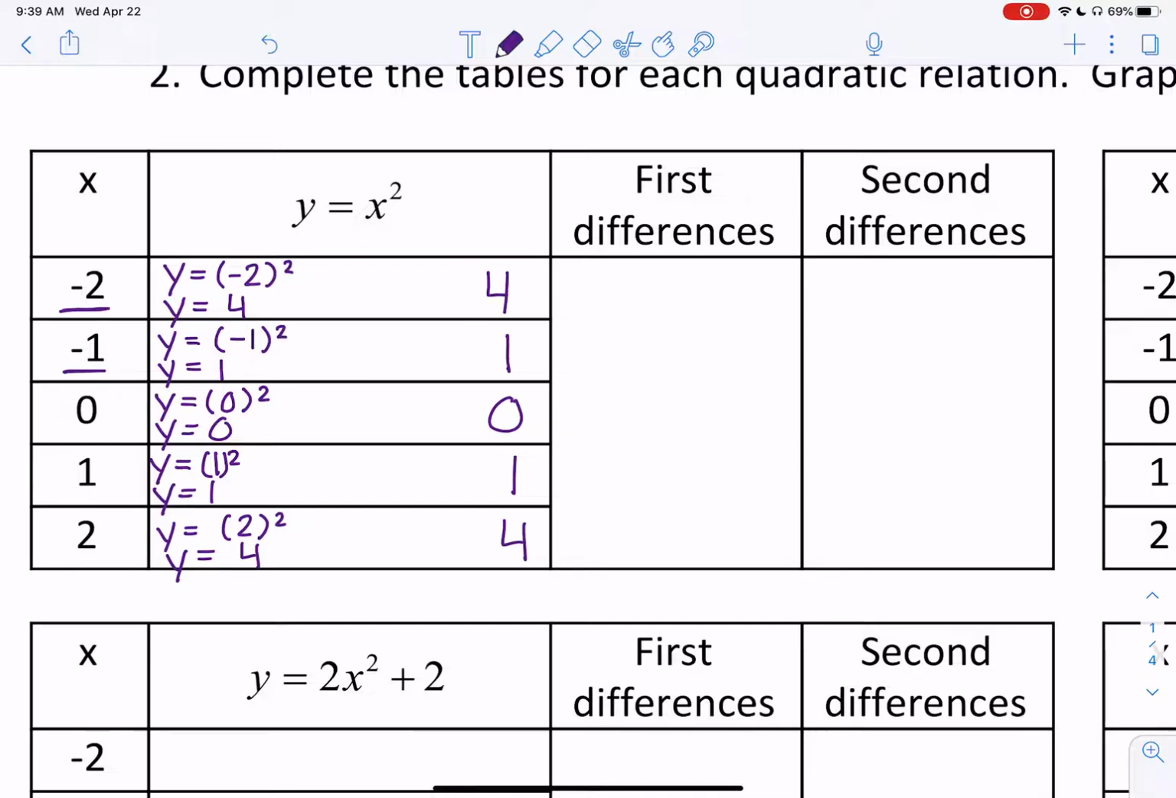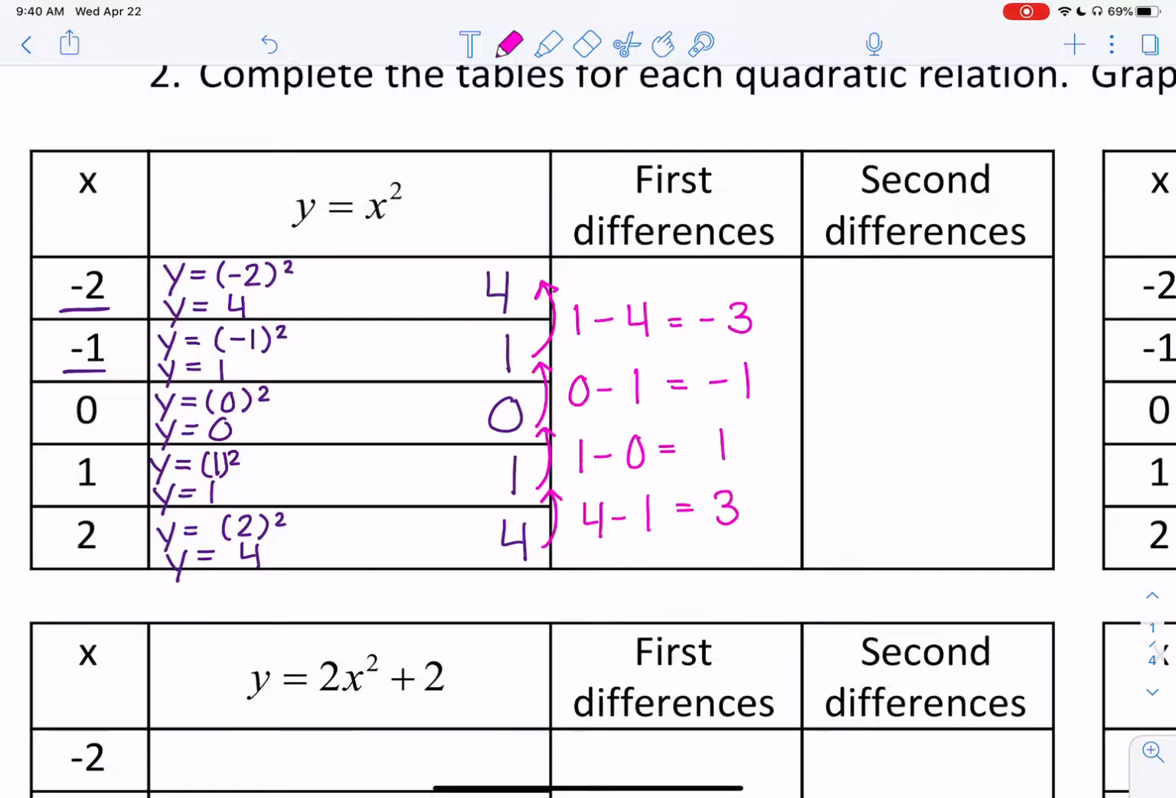The next thing we're going to do is find those first differences again, just like we did before, with the exact same steps as in the previous example. I'm going to take my y values and subtract the one above it. So I have 1 minus 4, which is going to be negative 3. Again, 0 minus 1 is going to give me negative 1. Again, 1 minus 0 is going to give me 1. And then we have 4 minus 1, which is going to give me 3.